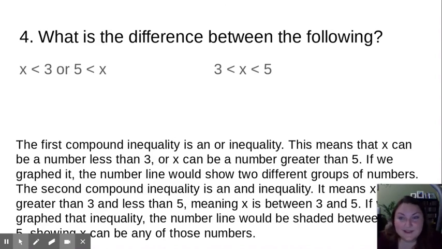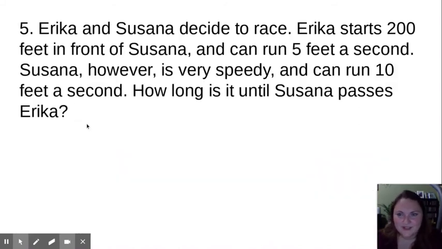Hopefully that helps a little bit. There is one last problem we're going to look at in this review video. In this last one, Erica and Susanna decide to race. Erica starts 200 feet in front of Susanna and can run 5 feet a second. Susanna, however, is very speedy and can run 10 feet a second. How long is it until Susanna passes Erica?